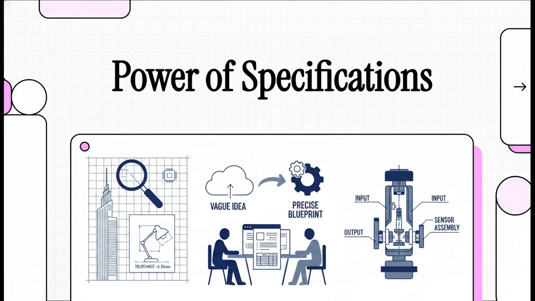Have you ever stopped to wonder how a massive skyscraper, a microscopic computer chip, or honestly, even just the desk you're sitting at right now gets built exactly the way it's supposed to? Well, it absolutely doesn't happen by accident, and it certainly doesn't happen with casual conversation. It happens through the incredible, rigorous power of technical specifications.